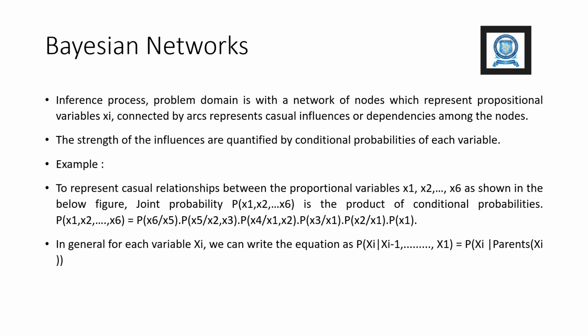P(X1, X2, up to X6) is equal to P(X6 given X5) times P(X5 given X2, X3) times P(X4 given X1, X2) times P(X3 given X1) times P(X2 given X1) times P(X1). In general, for each variable Xi, we can write the equation as P(Xi given Xi-1, up to X1) is equal to P(Xi given the parents of Xi).